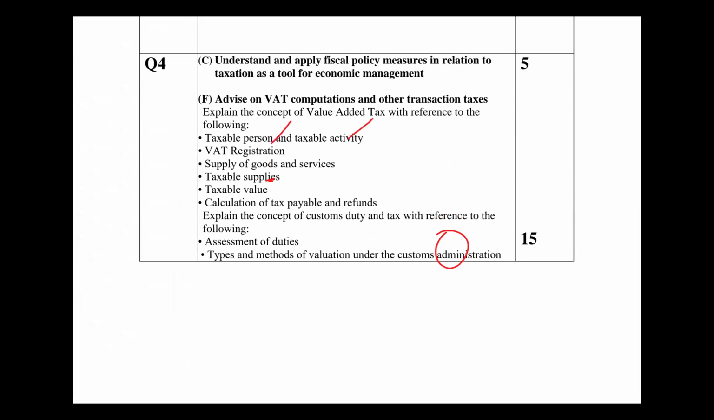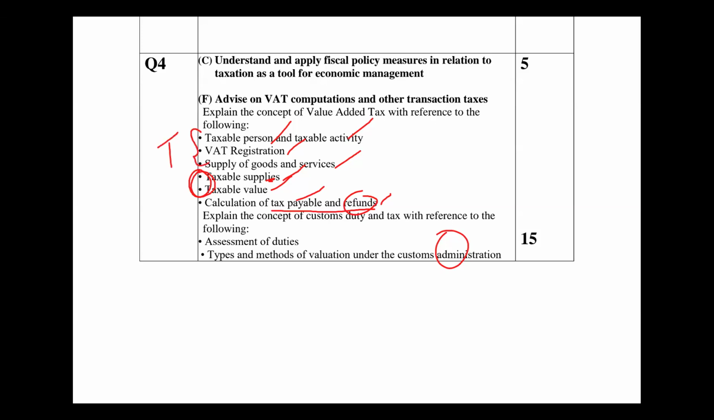It's theory. VAT registration, the process, theory. Supply of goods and services, theory. Taxable supplies, this is theory. Taxable value, this is theory. Calculation of tax payable and refunds. Input VAT, when it's more than the output VAT, there's a refund. When the output VAT is more than the input VAT, it's tax payable. These two can be calculation. We shouldn't forget.